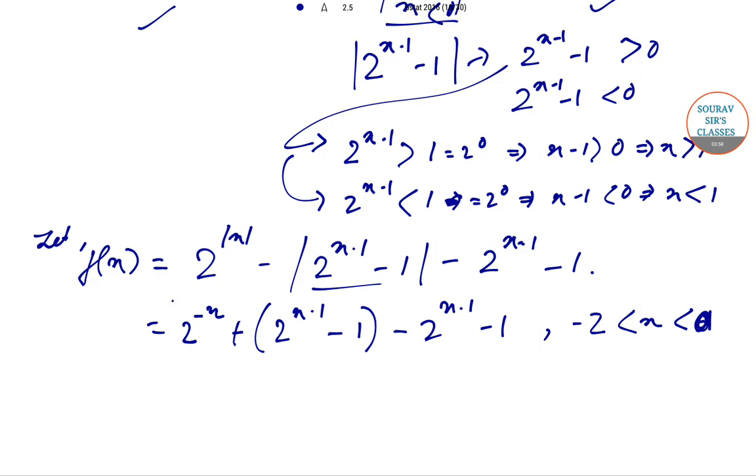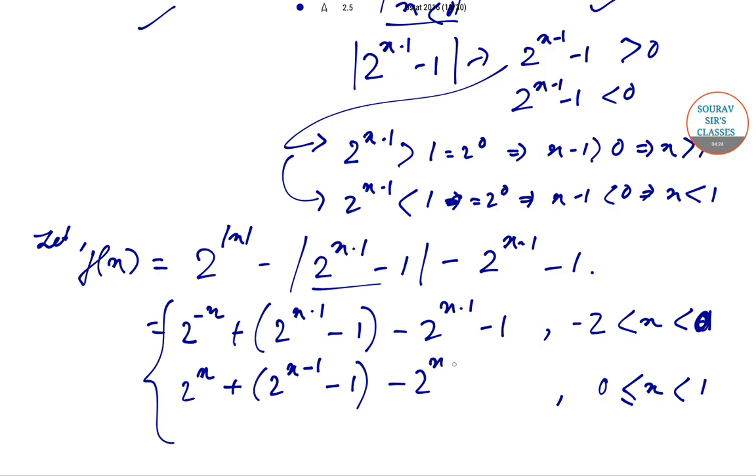This is the first one. And the second part will be 0 less than or equal to x less than 1. This is one more part. Now 2 to the power mod x will change to 2 to the power x, and as we know that if x is less than 1, then the part within the mod is negative, so this will give us plus 2 to the power x minus 1 minus of 1 minus 2 to the power x minus 1 minus 1. This is the second part.